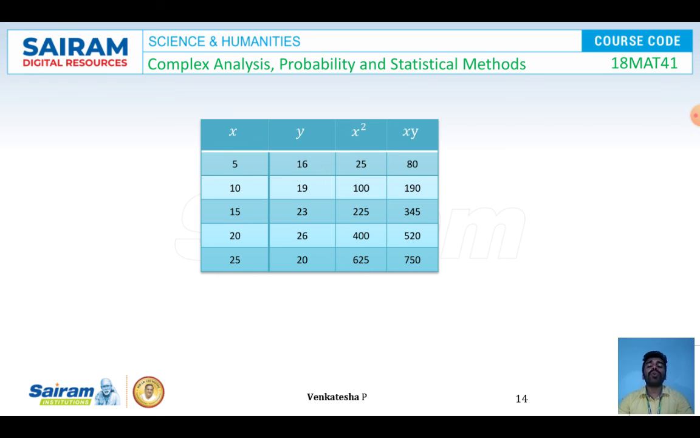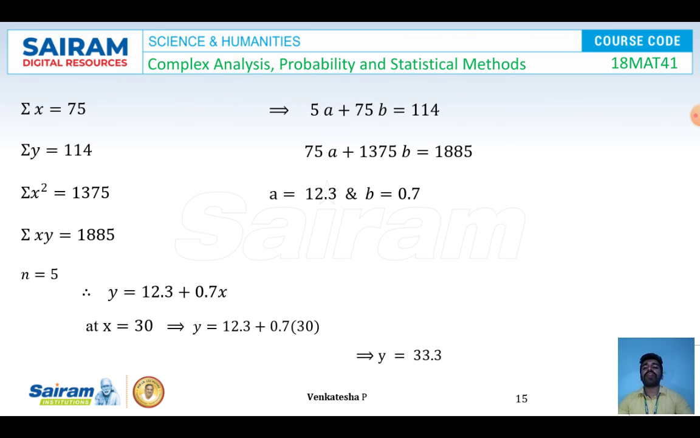So now we are supposed to calculate summation x, summation y, summation x square, summation xy. Adding all the x values, I got summation x is equal to 75. Adding all the y values, I got summation y is equal to 114. Adding all x square, I got summation x square is equal to 1375. Adding all xy, I got summation xy is equal to 1885. And the value of n is 5 here. So replacing these values in the normal equations, I got 5a plus 75b is equal to 114, and 75a plus 1375b is equal to 1885.